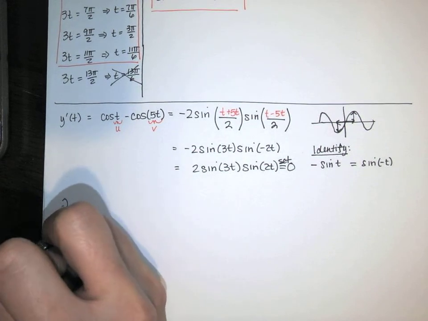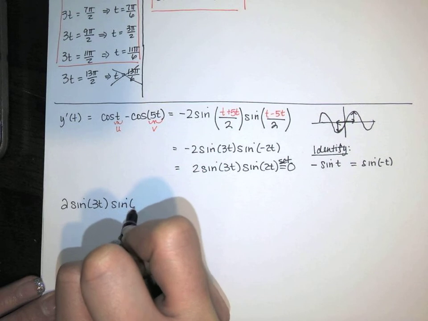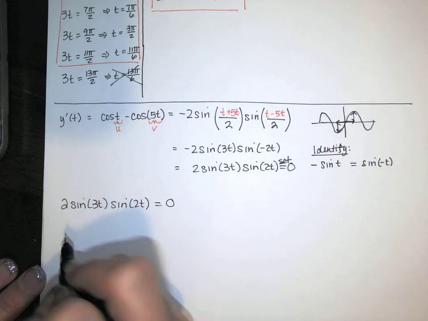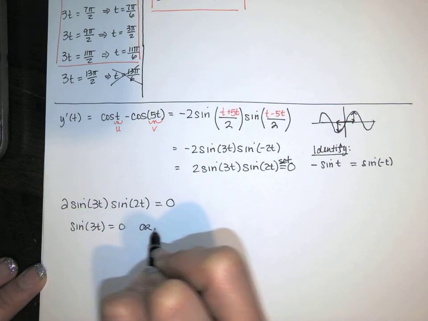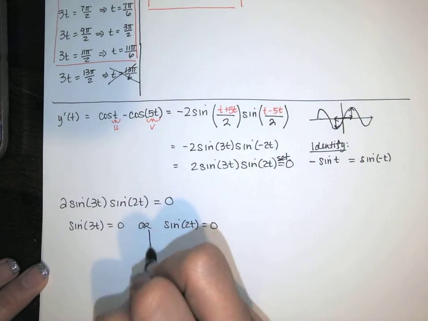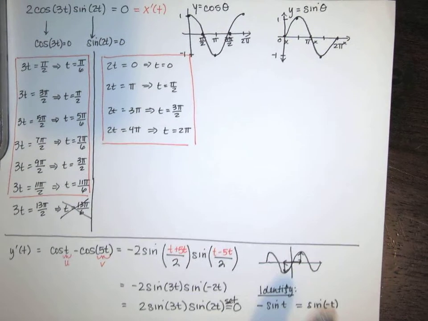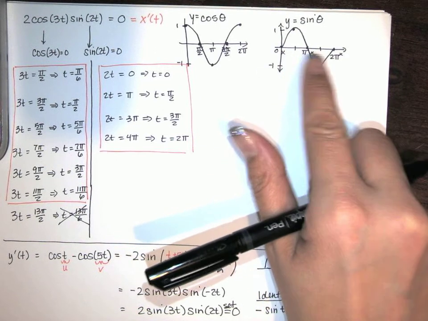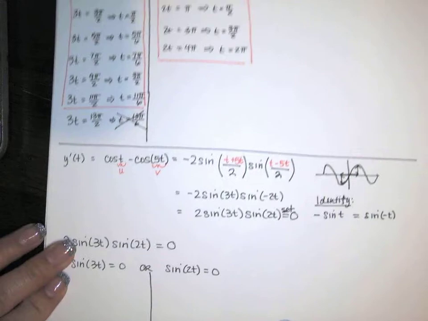Nice little review. Got sine of 3t and sine of 2t. And that is 0. The only way that's 0 is if one of these factors is 0. So either sine of 3t is 0 or sine of 2t is 0. And we can look at our sine waves again. Sine is 0 at all the multiples of pi. 0 pi, 1 pi, 2 pi, 3 pi, negative pi, -2 pi, -3 pi, and so on.